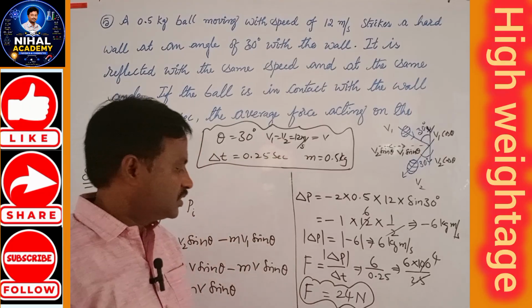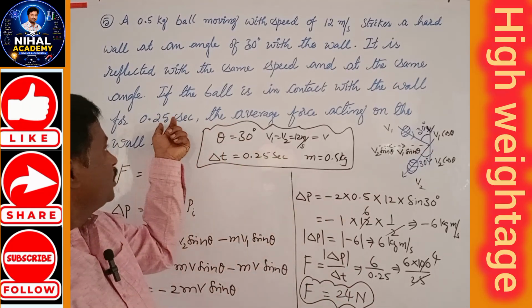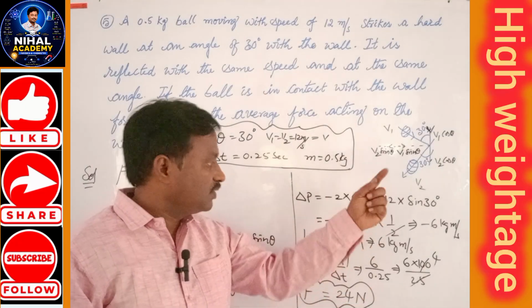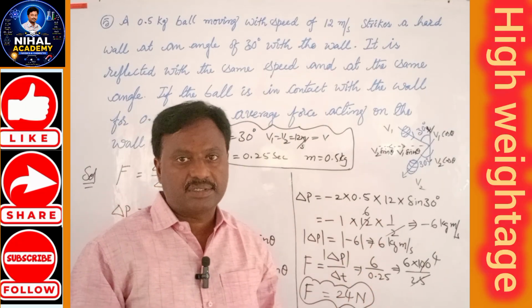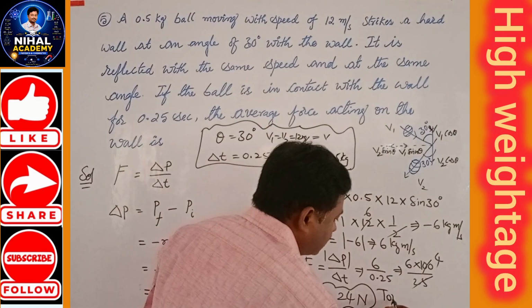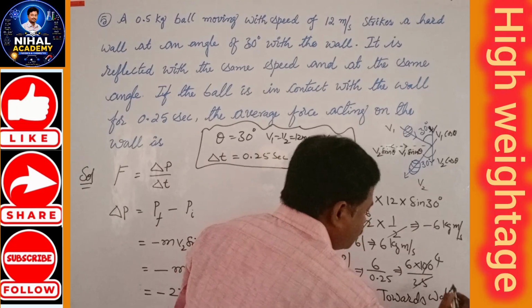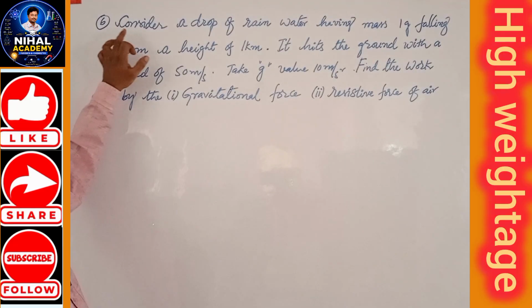Therefore, in the time interval of 0.25 seconds, the average force acting on the wall is equal to 24 newtons, and the direction of this force is towards the wall.